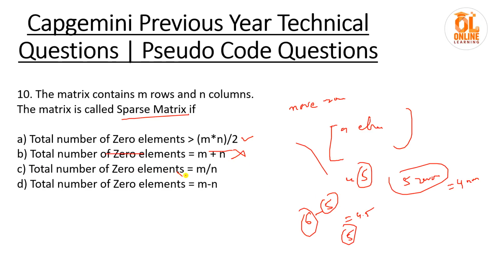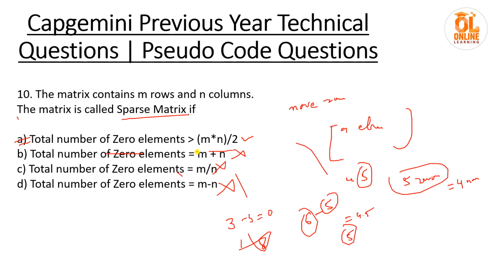Option C: total number of zero elements is m divided by n, 3 divided by 3 is 1. If the number of zeros is 1 and the other elements are non-zero, that is 8, then it's not called a sparse matrix. So even this option is wrong. Option D: total number of zero elements is m minus n, that is 3 minus 3, 0. Even this is wrong. So the correct answer is option A.